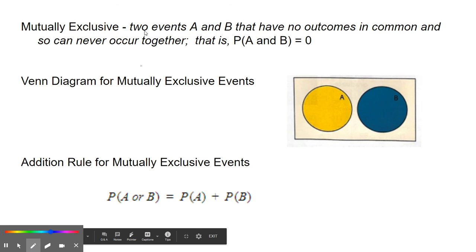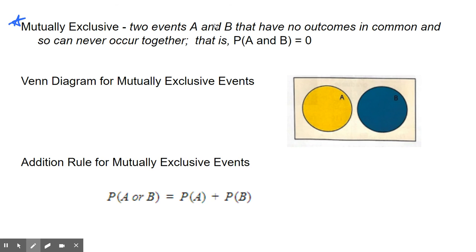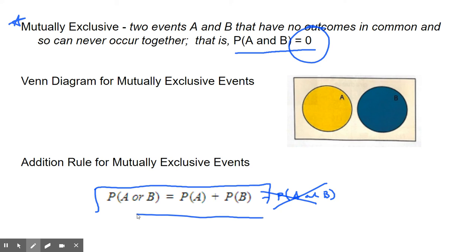Now, sometimes 2 events don't have a middle section. They don't have an intersection. Those are called mutually exclusive events. 2 events that have no outcomes in common. That is where the probability of A and B occurring is 0. Notice here in the Venn diagram, they're completely separate circles. So now, when the general rule had this idea, minus the probability of A and B, because it equals 0, you don't need that. And for mutually exclusive, you just add A and B's probability together because they have no outcomes that are the same.